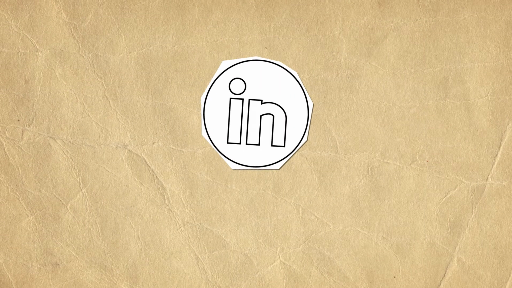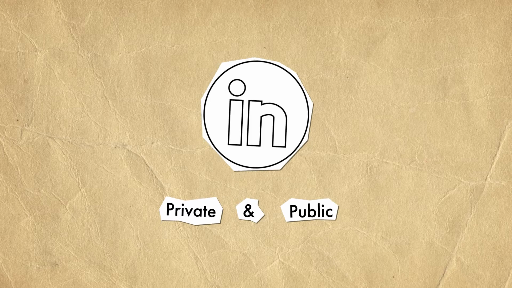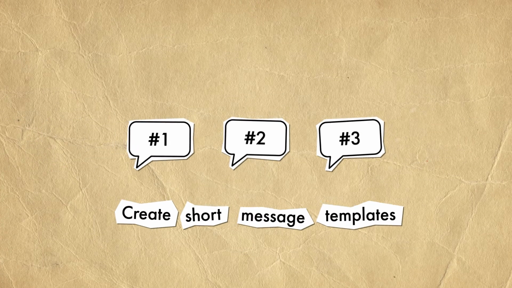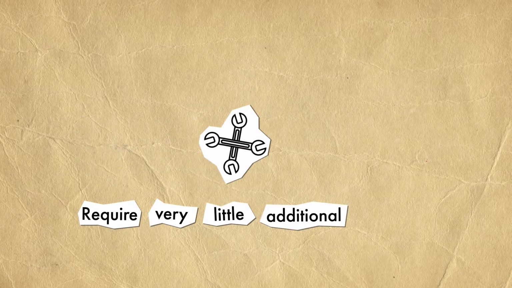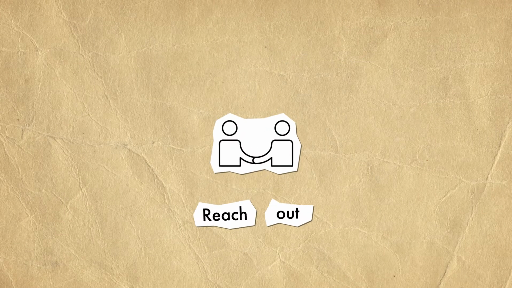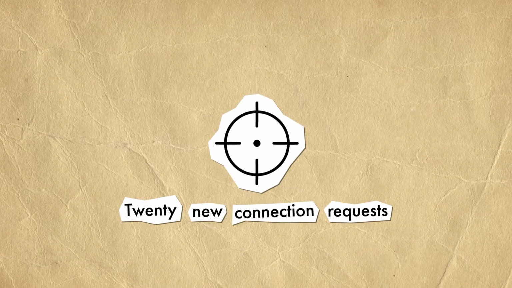So let's look at LinkedIn. LinkedIn works really well for both private and public sharing of content. You can start by creating short customizable message templates and send them directly via connection requests or InMails. And the great part about doing that is that each of them require very little customizing every time you send them out. Keep each message short and focus on a credible reason for reaching out. You can also give yourself a target for how many connection requests that you send out every day or every week, and stick to that.